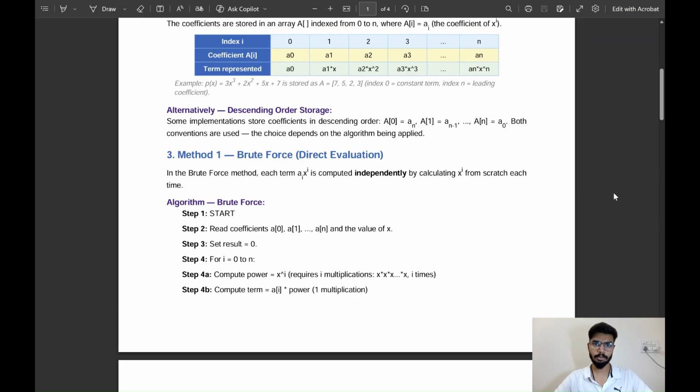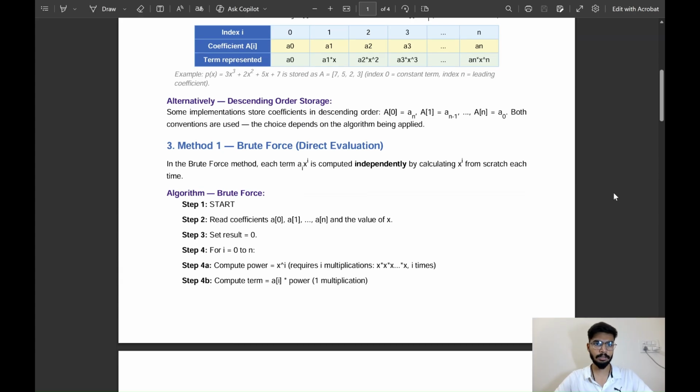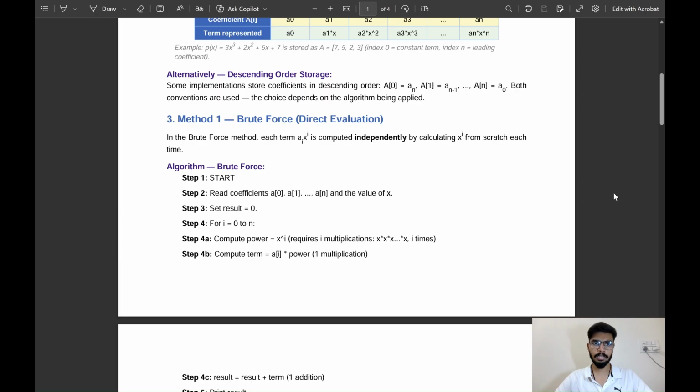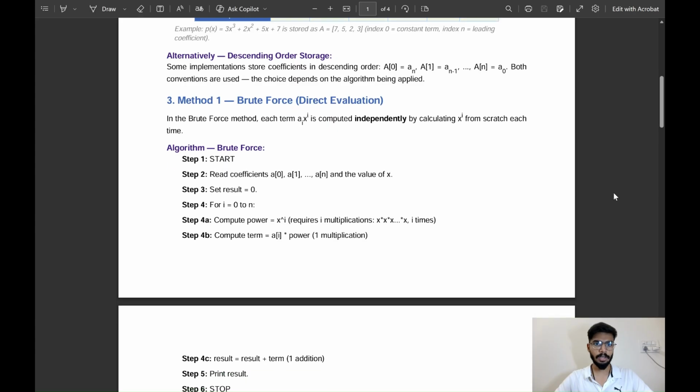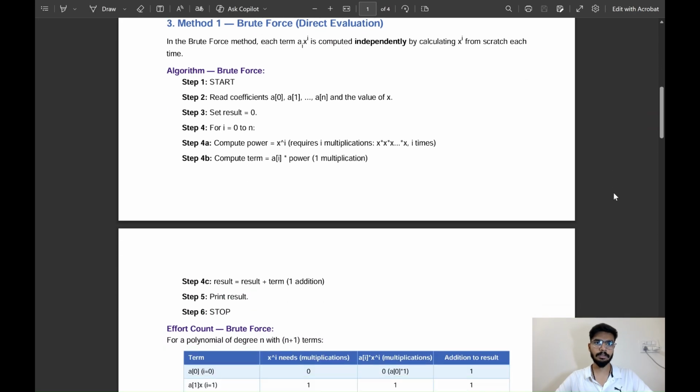Now see method 1, which is our brute force, also called direct evaluation. In this method each term a_i x^i is computed independently, by calculating x^i from scratch each time. The algorithm for this: first we start, then we read the coefficients a_0, a_1 till a_n and the value of x.